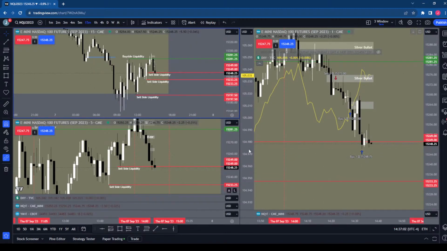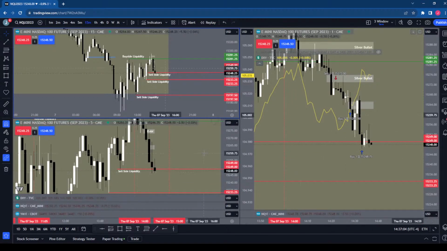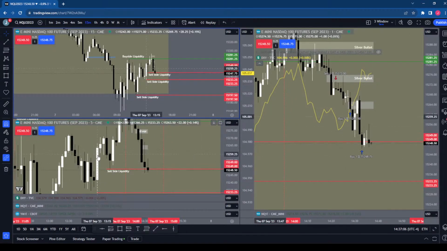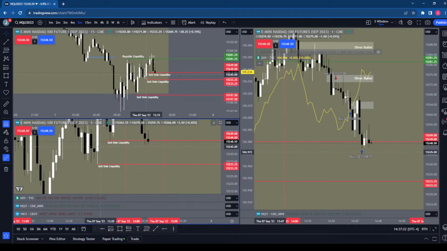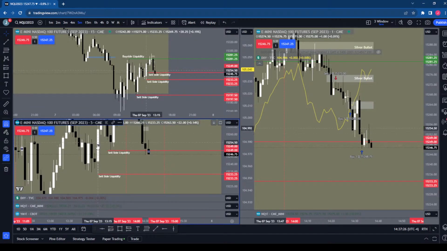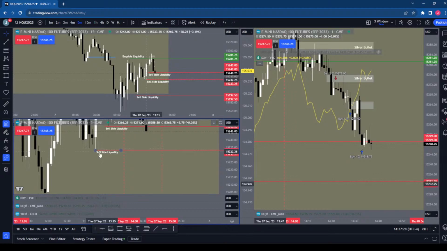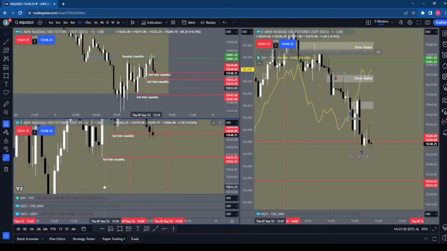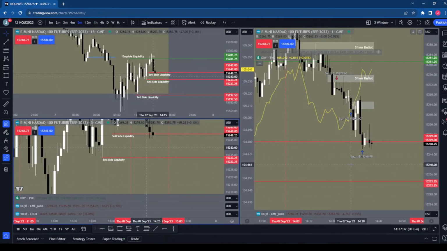You can see we're hesitating right here, and that makes sense because look at this. We have this BISI right here, and we just closed it in, but it's trying to figure out if we want to actually have a body close below it. Do we want to respect this BISI? Once we get a close below this BISI, it's going to have a lot more room.